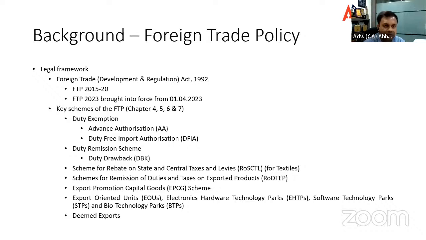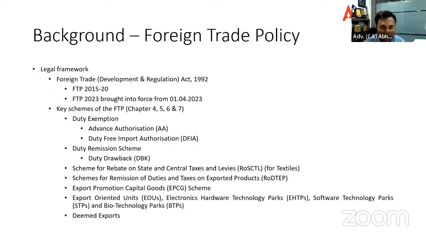The foreign trade policy for 2015 to 2020 was formulated. It was extended till 31st March 23. And now we have the new foreign trade policy 2023, which has come into effect from 1st April of this year. Now, what are the key schemes under the foreign trade policy where certain benefits of GST are also intertwined? When you look broadly at chapters 4, 5, 6, and 7 of the foreign trade policy, you will find certain schemes where certain exemptions, remissions, or rebates are available.